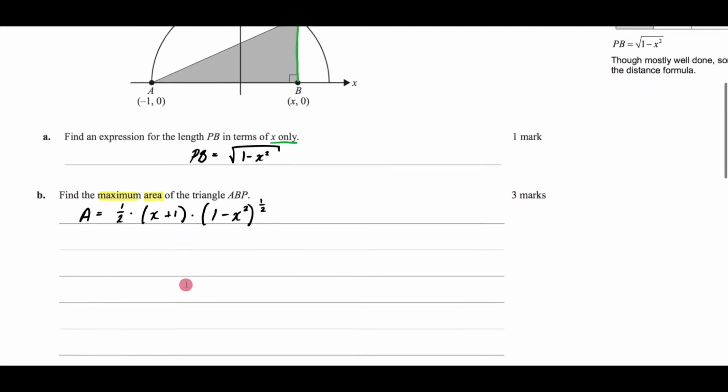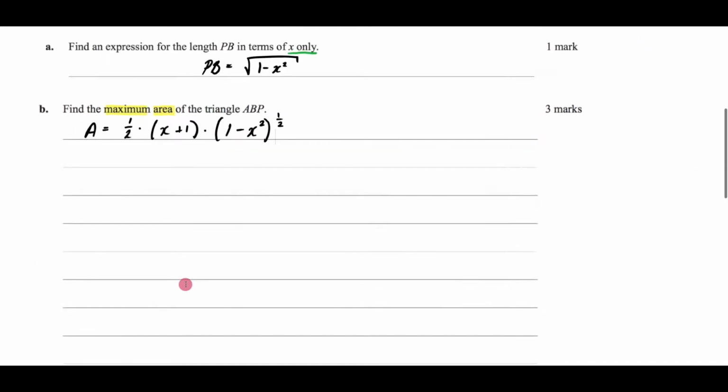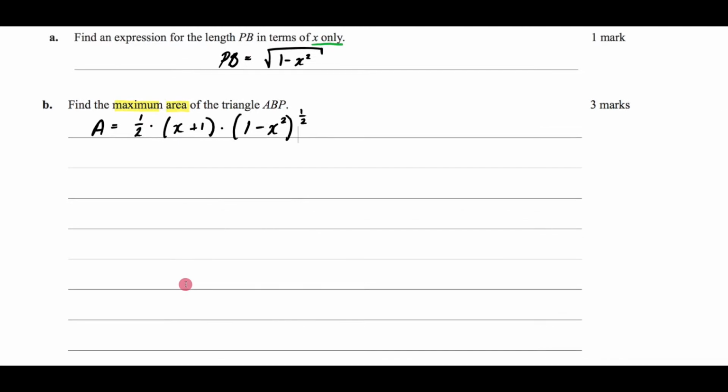Okay, so because it's asking us to find the maximum, we know that this is going to be an optimization question, and therefore what we're going to need to do is find the derivative. I'm going to have to find the derivative of this. So how are we going to do this? All right. We're going to have to use the product rule because we have two things being multiplied by each other.